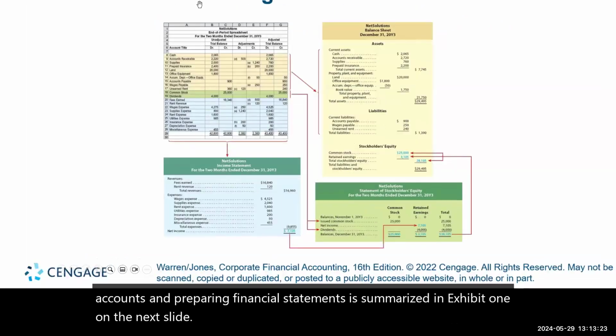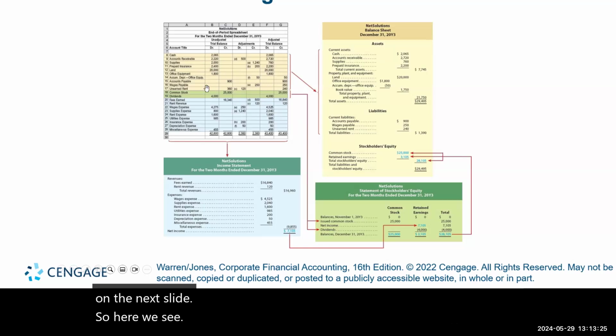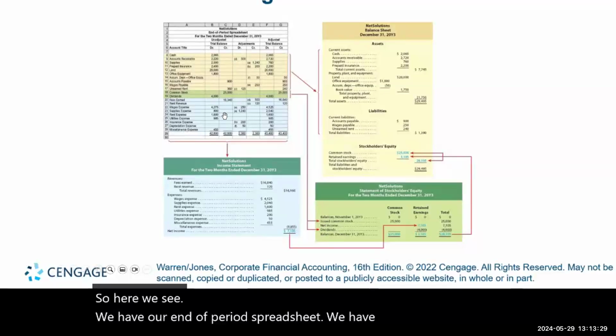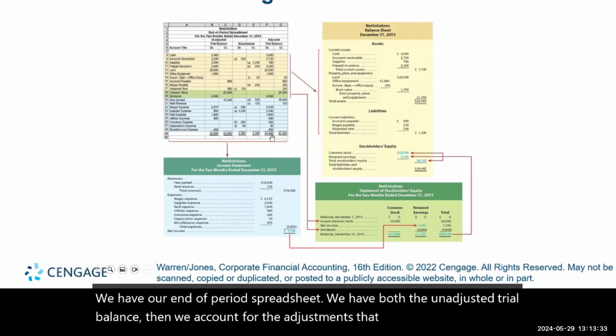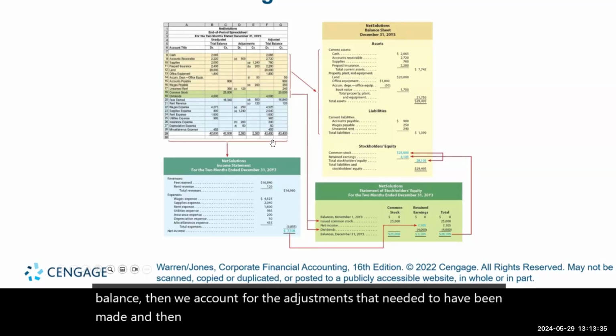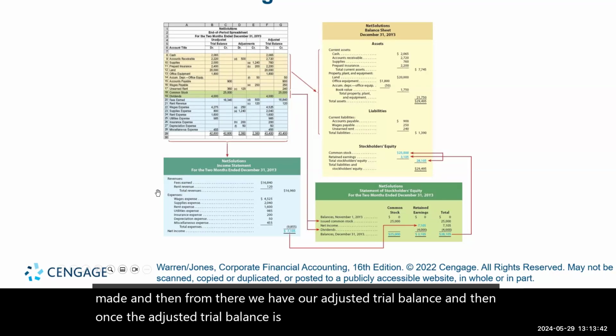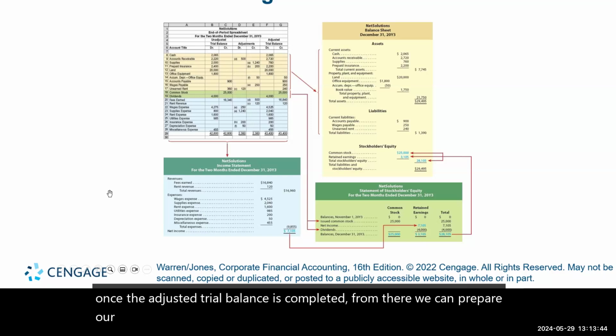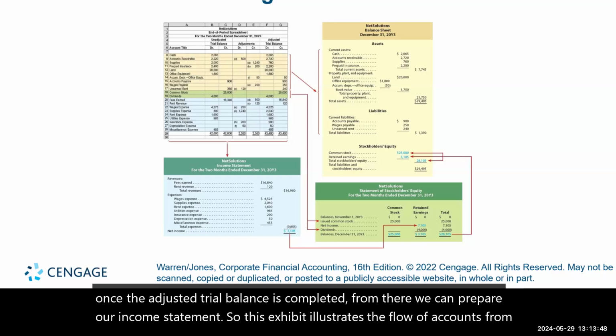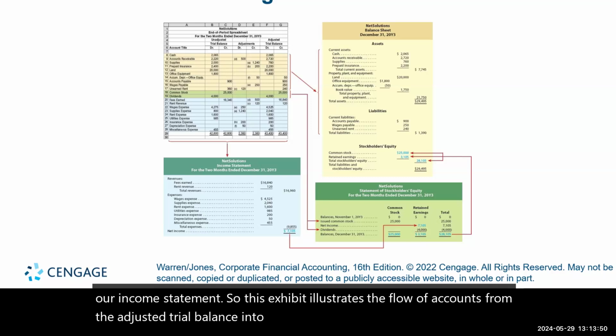So here we see we have our end of period spreadsheet. We have both the unadjusted trial balance, then we account for the adjustments that needed to have been made. And then from there, we have our adjusted trial balance. And then once the adjusted trial balance is completed, from there we can prepare our income statement. So this exhibit illustrates the flow of accounts from the adjusted trial balance into the financial statements as follows.